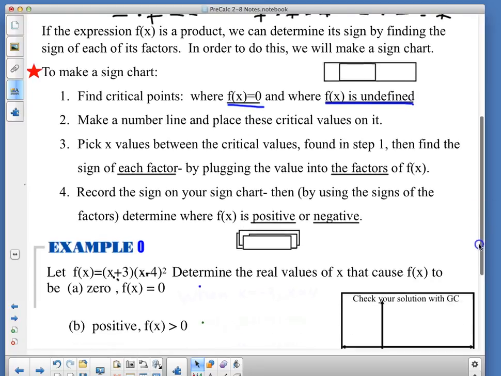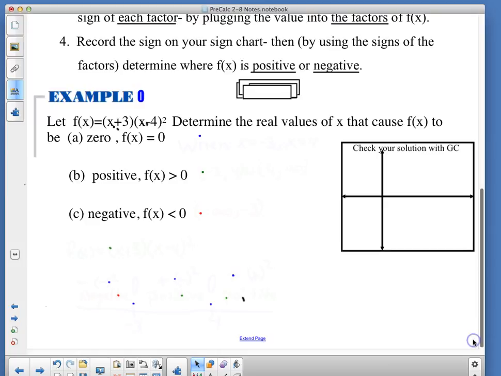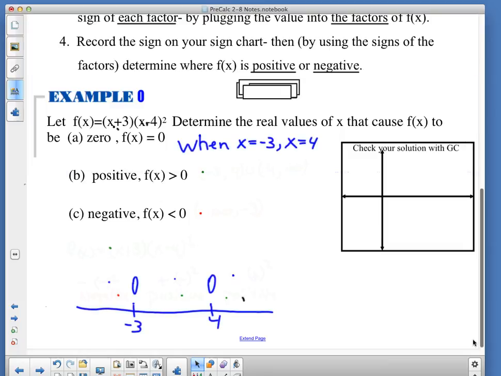Now, in example 0, I kind of hedge back and forth about doing it, but I want to make sure the basics are covered. So I'm looking here at x plus 3 and x minus 4 squared. That means I've got a multiplicity. At 4, it's going to bounce or be tangent to my axis, and it's going to cross at negative 3. And I got my zeros. Those are the things I was talking about right there. So I've got negative 3 and x is equal to 4.